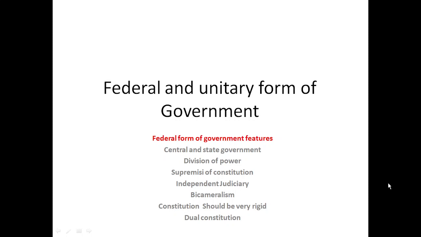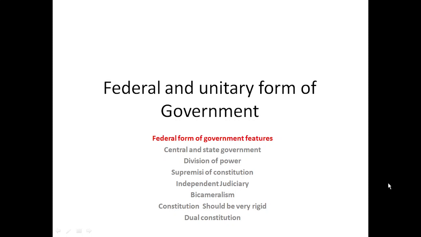When you look at China, one government. When you look at the US, two governments. So wherever you find two governments, it is federal, and a single government is unitary. To put it in another way, unitary means the government form will be centralized, whereas federal government is decentralized.